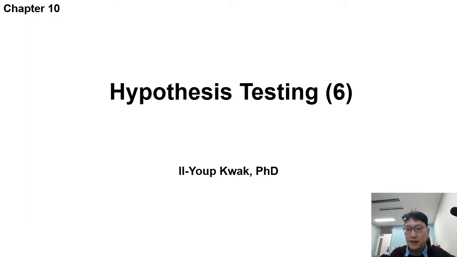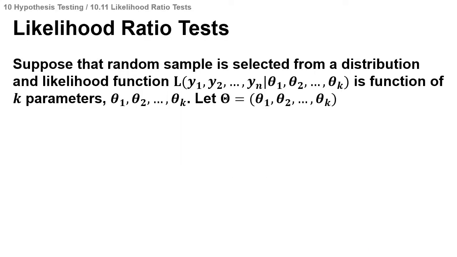Hello everyone. Today we will learn the last part of hypothesis testing, which is the log likelihood ratio test. Chapter 10.11 is about the likelihood ratio test, and if you learn about this, you will see that it is quite reasonable to derive.